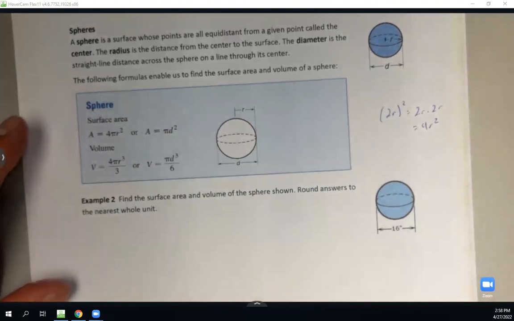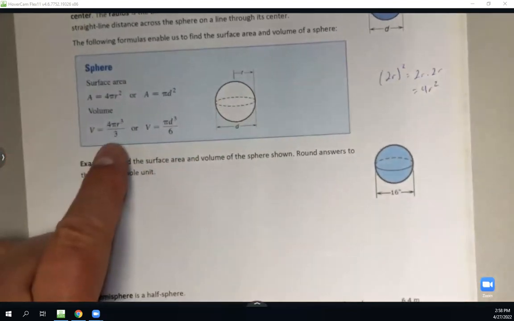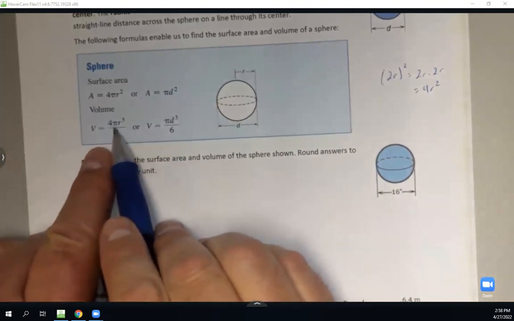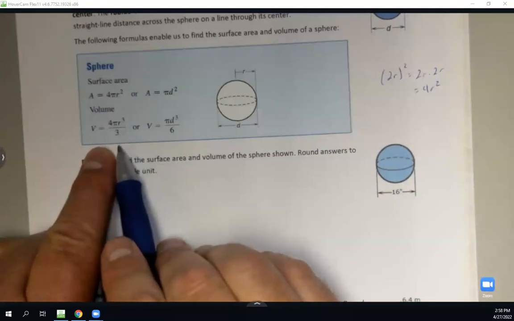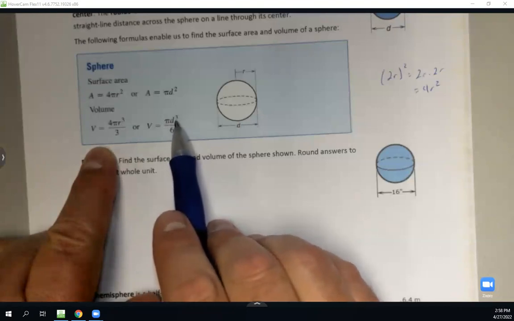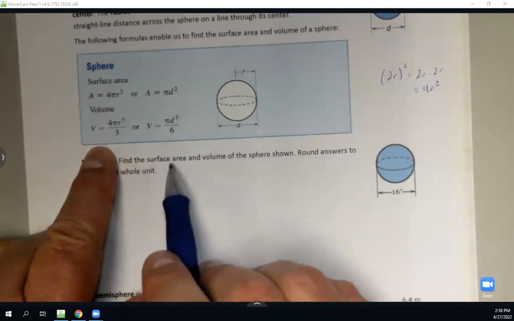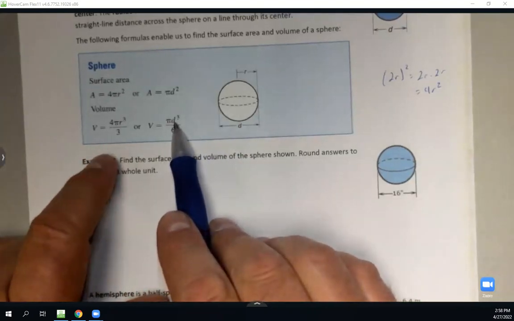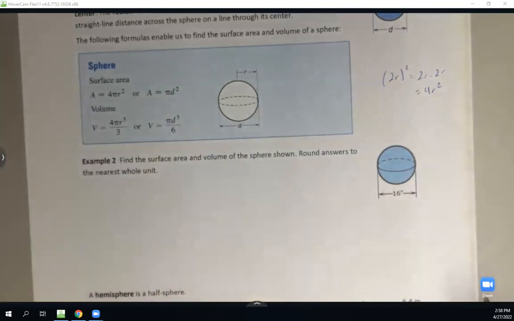The volume of a sphere, we have 2 versions again. It is 4 pi times the radius cubed divided by 3, or in terms of the diameter, it's pi times the diameter cubed divided by 6. And so again, same kind of deal. The diameter is 2 radiuses. So if you took all of that, they work out to be the same thing.